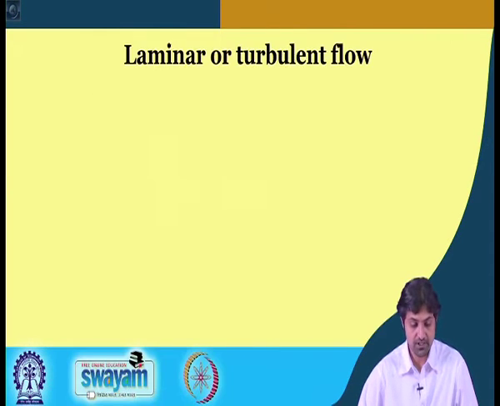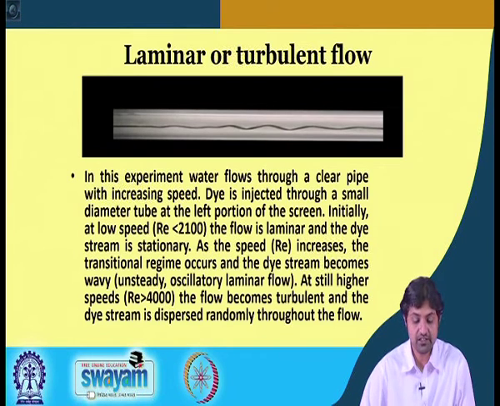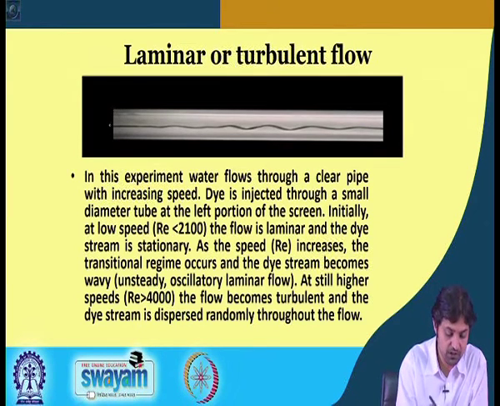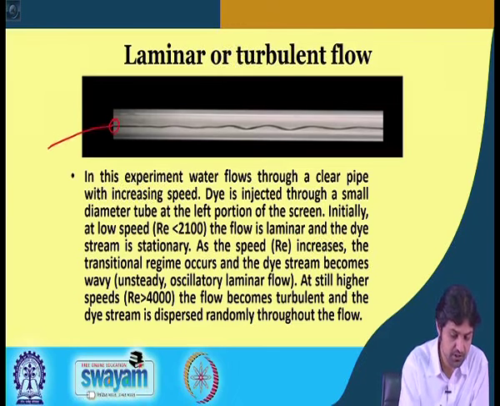So what happens in this experiment is the water flows through a clear pipe, and the speed is increased in steps. Initially, the dye is injected through a small diameter tube at the left portion of the screen. So from here, the dye has been injected.